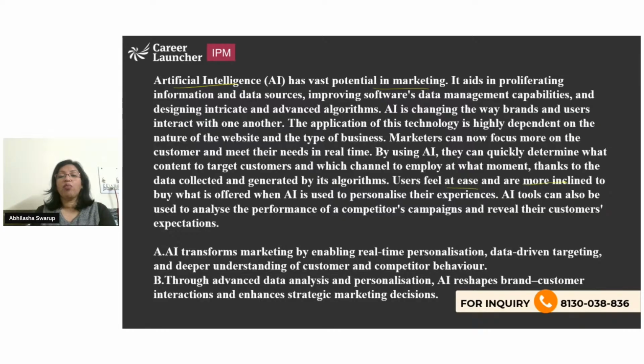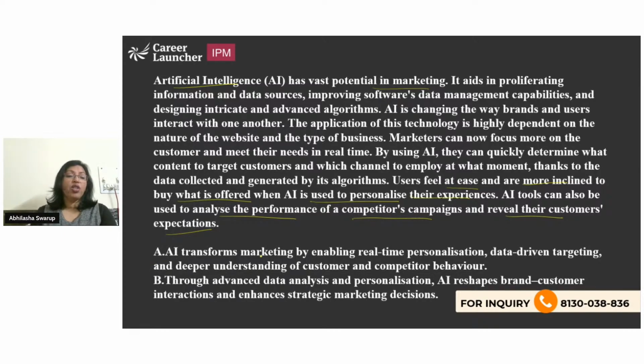Users feel at ease and are more inclined to buy what is offered when AI is used to personalize their experience. AI tools can also be used to analyze the performance of a competitor's campaigns and reveal their customers' expectation. So essentially, he's saying that AI is very, very useful in marketing because it is helping you do real time work, right? Let's take a look at our options.